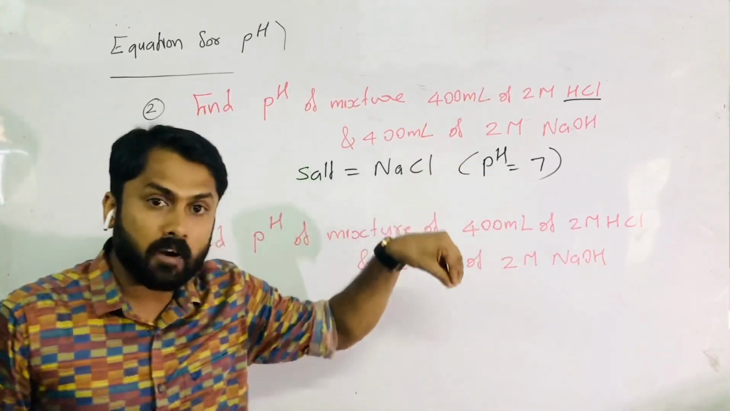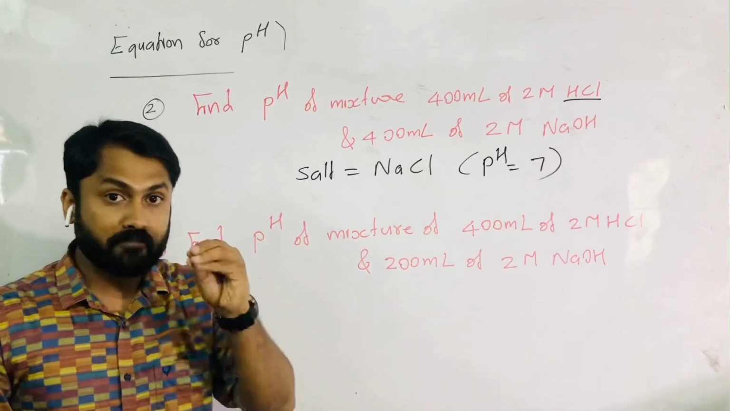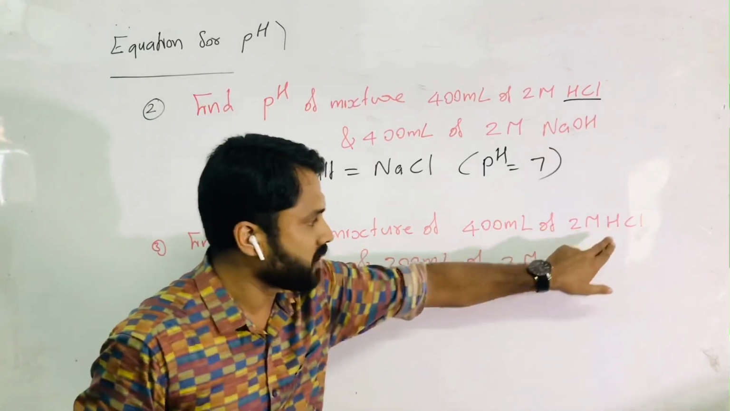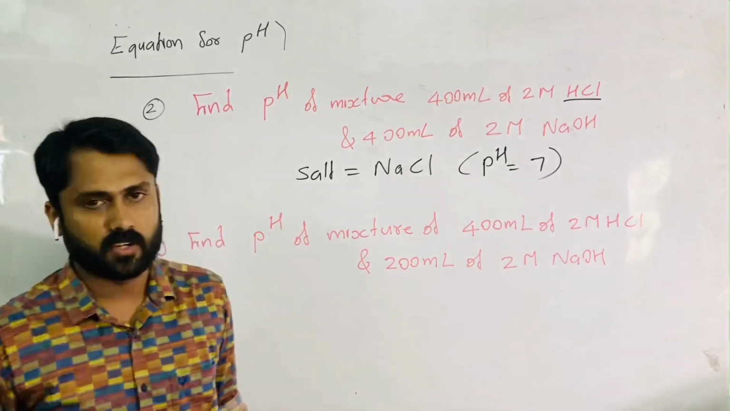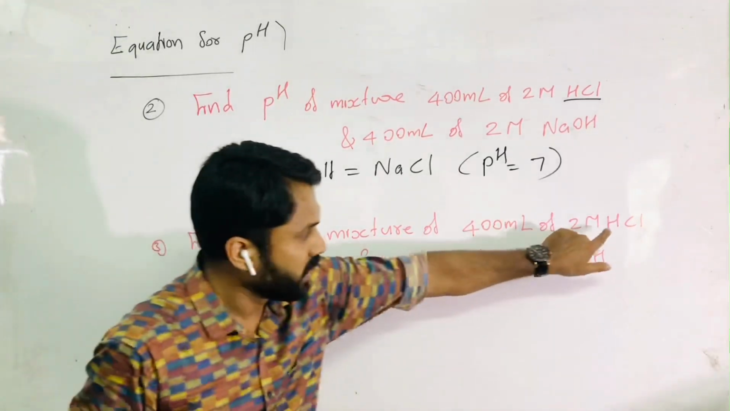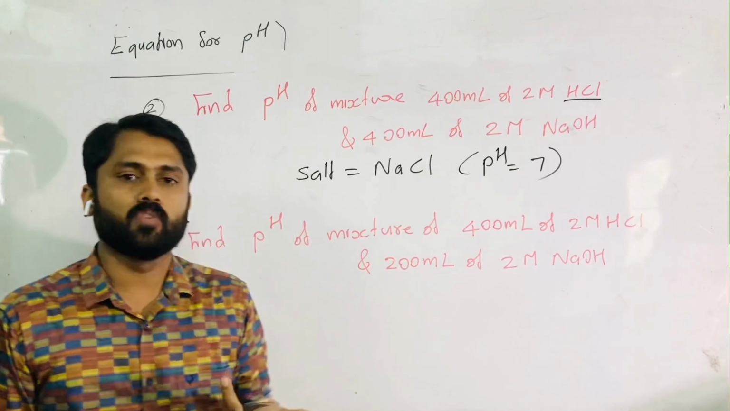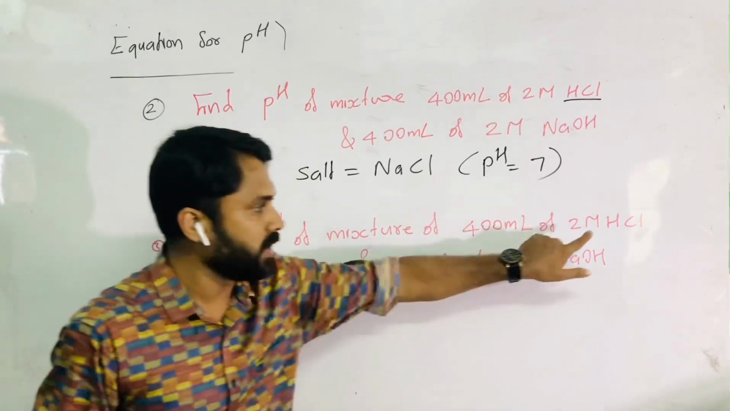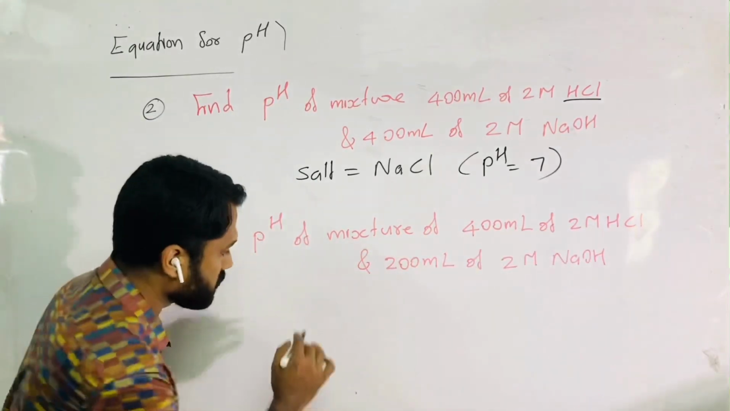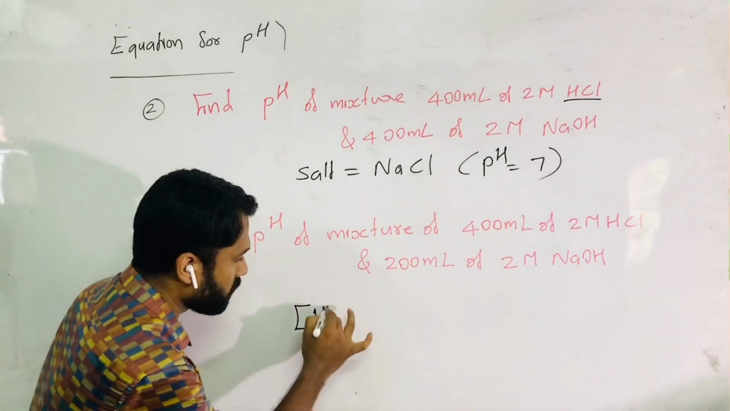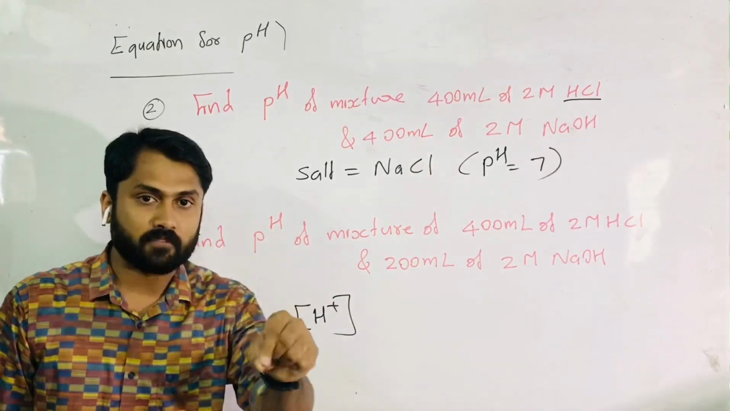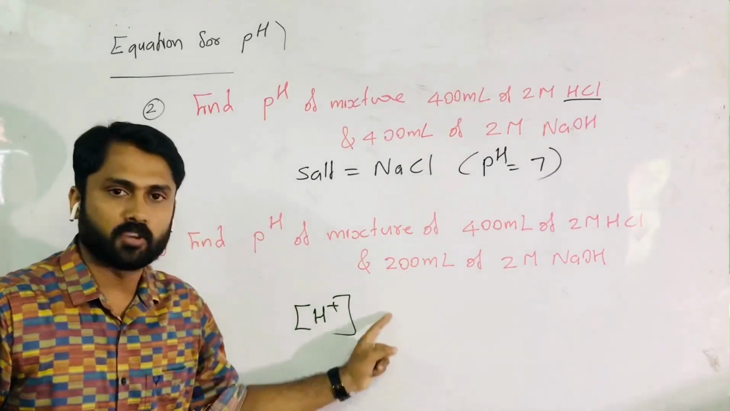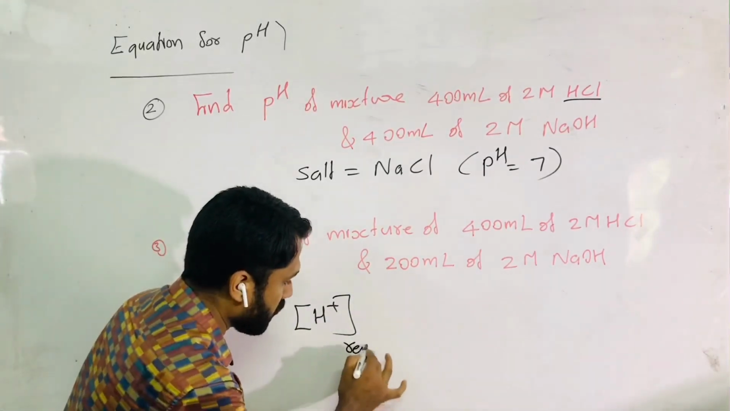So after neutralization between HCl and NaOH, which will still exist? After neutralization of HCl and NaOH, which will exist? That should be HCl. That means H plus remains. So first we have to calculate the concentration of H plus remaining.